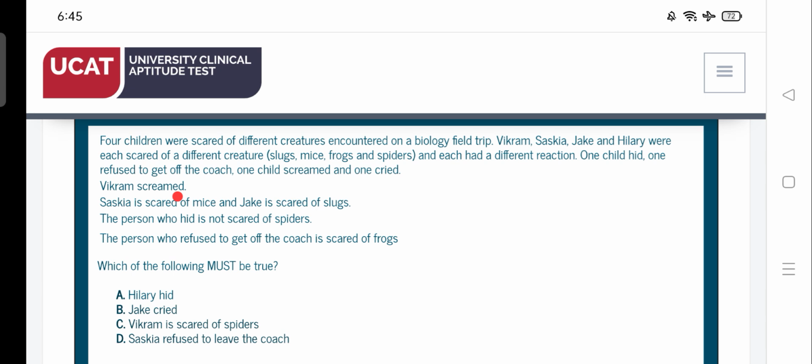Vikram screamed, Saskia is scared of mice, and Jake is scared of slugs. The person who hid is not scared of spiders. The person who refused to get off the couch is scared of frogs.